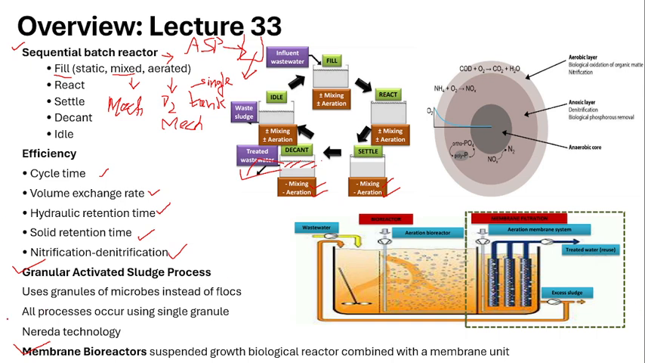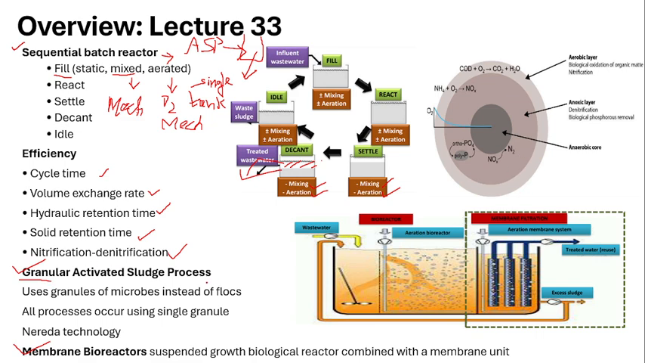Now coming to the granular activated sludge process. Again, this is also an activated sludge process. The only difference is we are going to use granules. So it uses granules of microbes instead of floc. This is a typical example of this GASP. This is the whole granule. All the processes occur using the single granule. So in the single granule only, all the processes are going to happen.